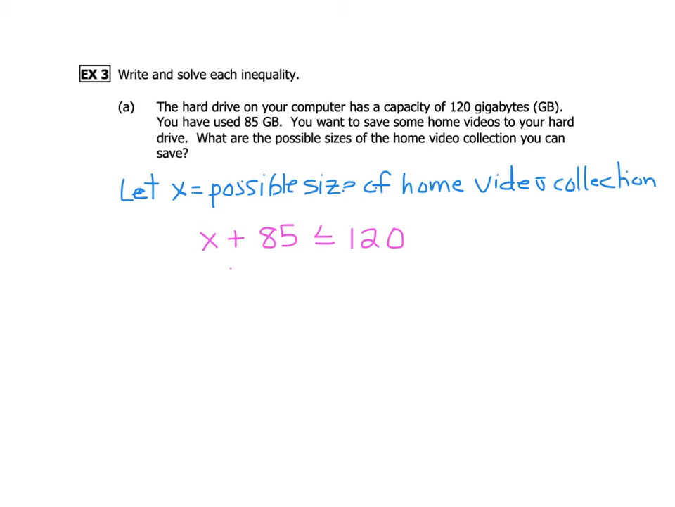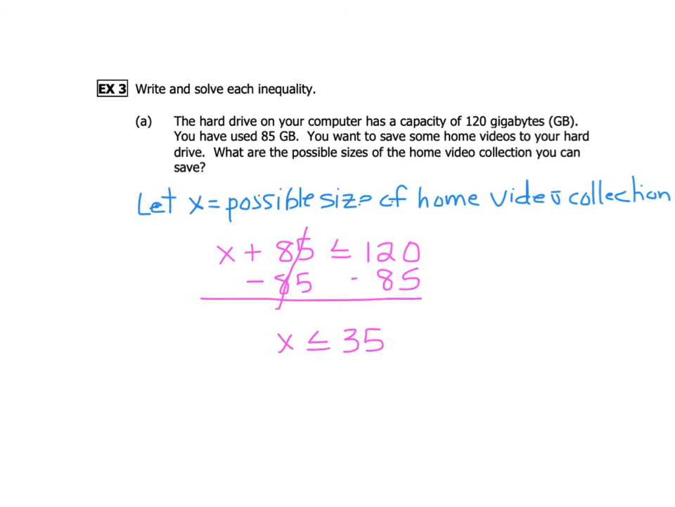To go ahead and solve this, I'm going to subtract 85 from both sides. Cancel the 85s, and I have X is less than or equal to 35. So the possible size of my home video collection is less than or equal to 35, and we'll put the units here, gigabytes.